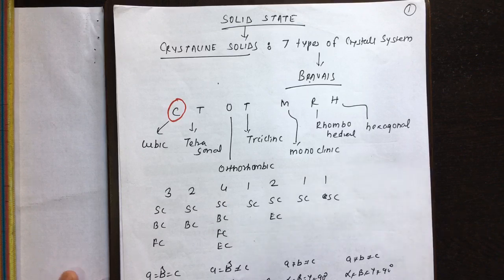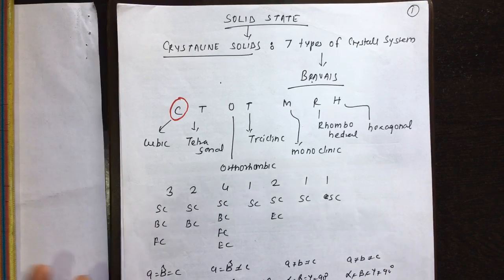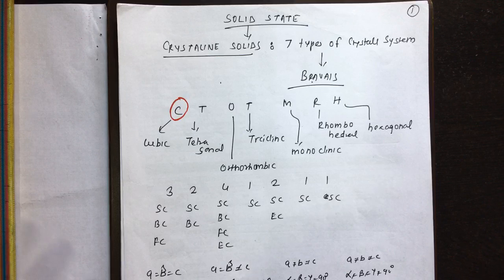Why? Because the cubic crystal is very convenient to discuss because of its arrangement. The edge lengths are the same, a, b, c if I say, and the angles between the faces, that is alpha, beta and gamma, are also the same, equal to 90 degrees. So that is the reason the cubic crystalline solid is discussed more as compared to the others, which are tetragonal, orthorhombic, triclinic, monoclinic, rhombohedral and hexagonal.